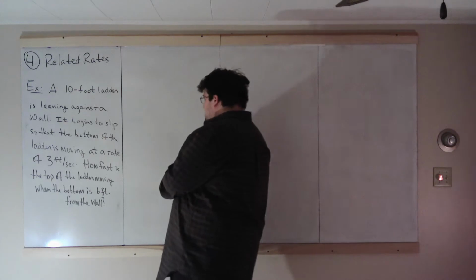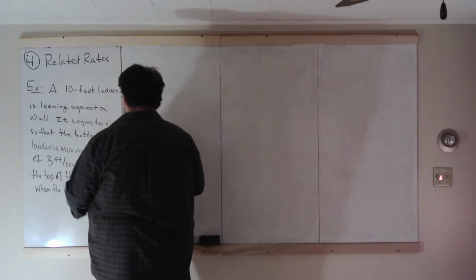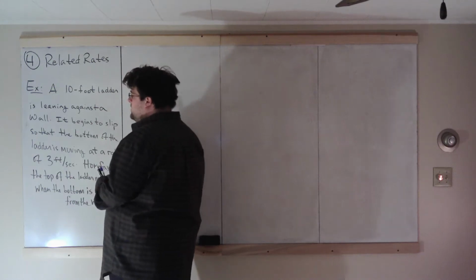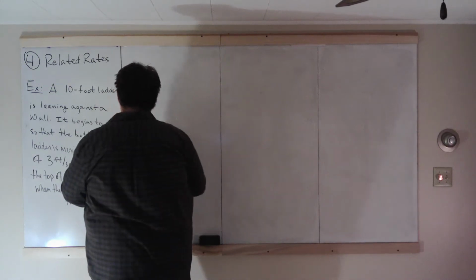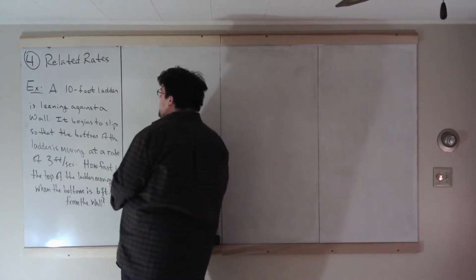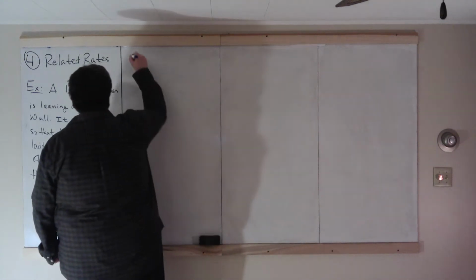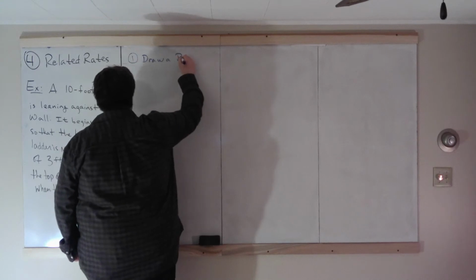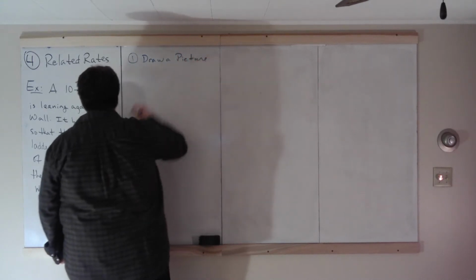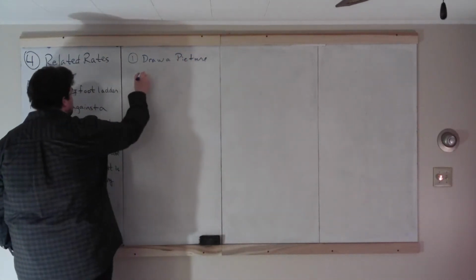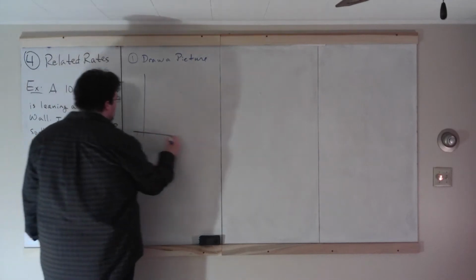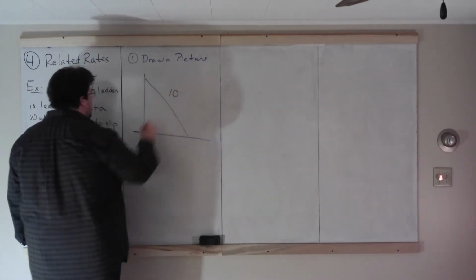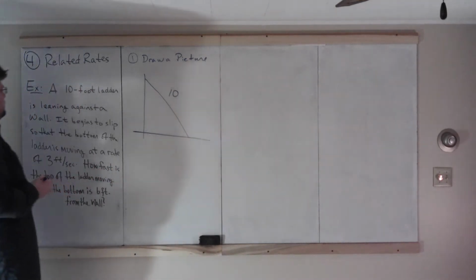The first thing I always like to do is draw a picture. Some of these you won't necessarily need a picture because it's just like a sphere. But here we have a lot of things going on, so let's draw a picture. Number 1, draw a picture. And what do we have? We have a 10-foot ladder leaning against the wall. So here's the wall, here's the ground, here's the 10-foot ladder which is leaning against a wall.